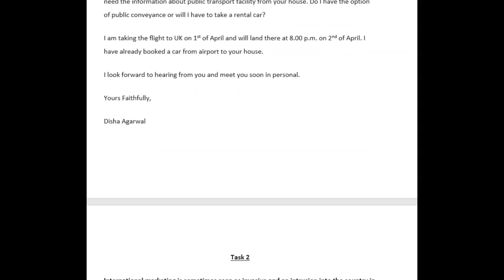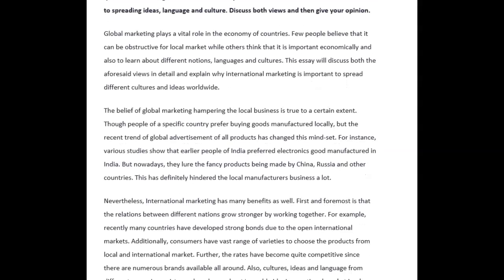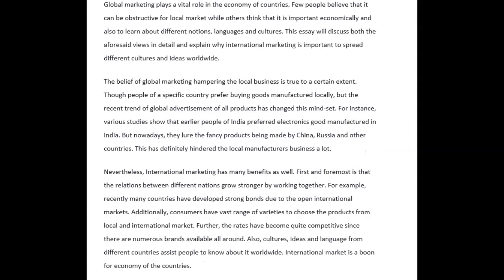Let's move on and take a look at the international marketing essay. "Global marketing plays a vital role in the economy of countries. Few people believe..." Now, here when you say few, do you mean almost none, or do you mean some people? If you mean some people, which is what I think you mean, then you needed an "a" here, because "a few" has a different meaning than "few" without the article. Few with no article basically means almost none. I don't believe that's what you meant to say here.